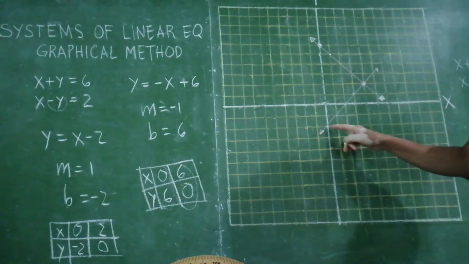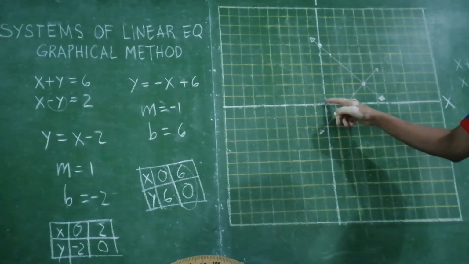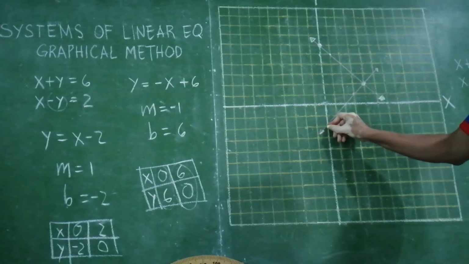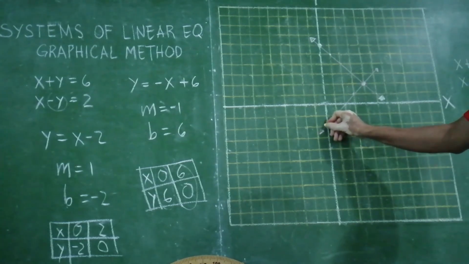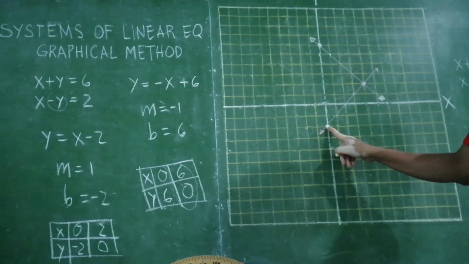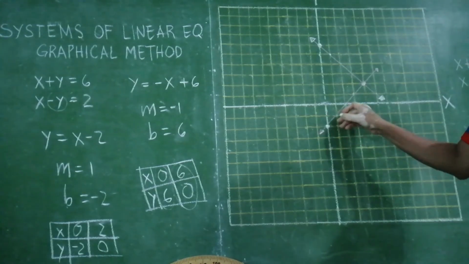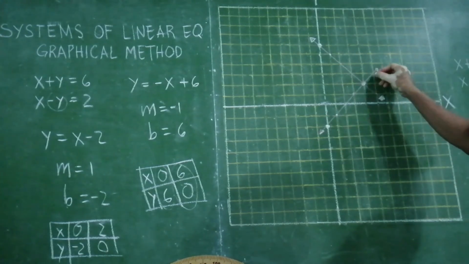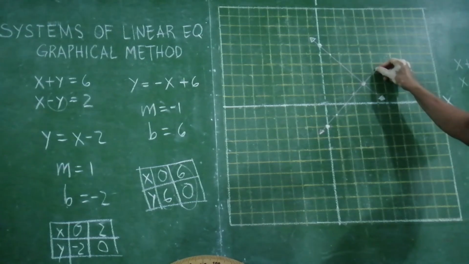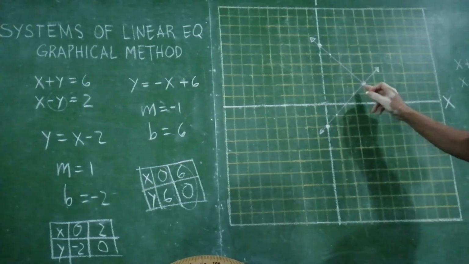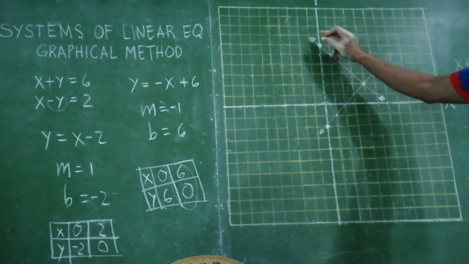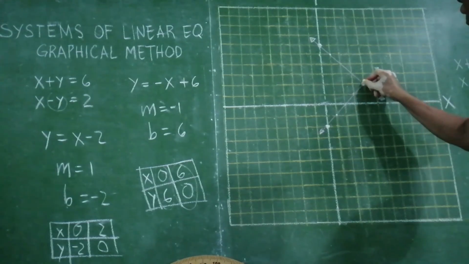For the second line, the y-intercept is negative 2. So 1, 2. This is the point. And the slope is 1, that is 1 over 1. 1, 1. So this is the second point. And you can extend the line. And you will notice that these two lines here will intersect at this point.